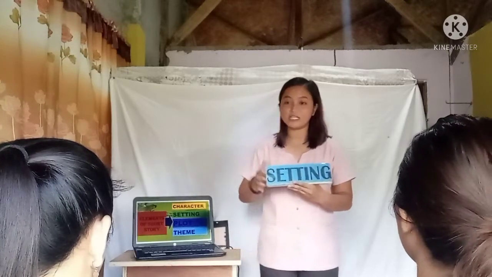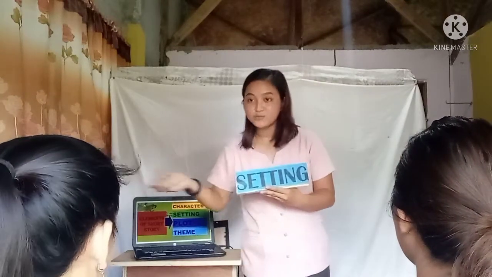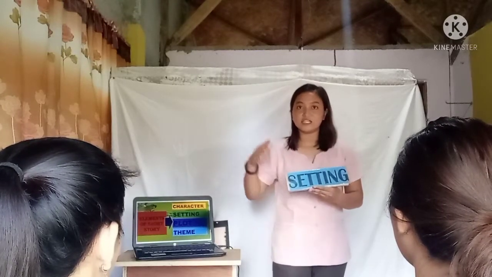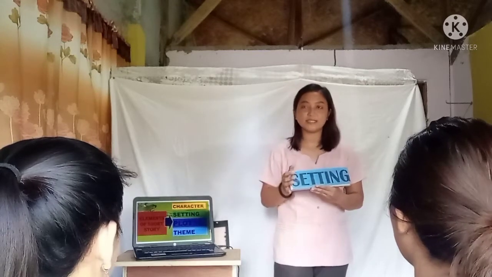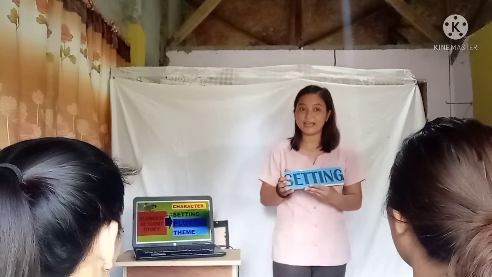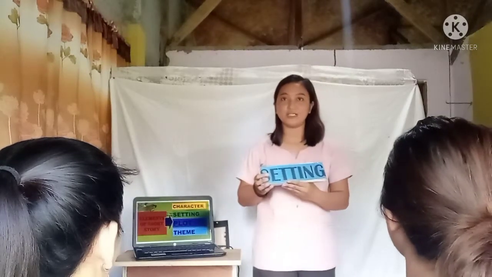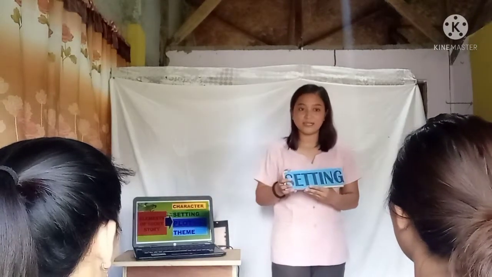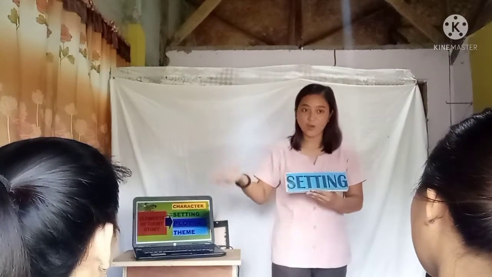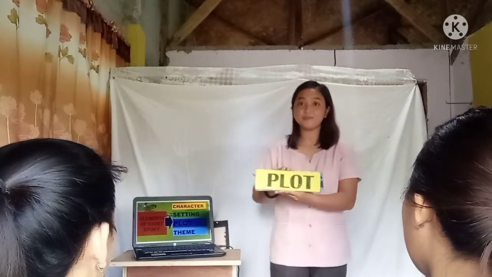What time? Or as I've said a while ago, the mood or the atmosphere of the place where the story happened. Is the place crowded? Or is the place just an empty space? Is the place cold or hot? Is it loud or silent in that place? Is it raining? Did the story happen during summer or during rainy season? So that is setting. What time, where, and when the story happened. Clear? Yes, ma'am. Okay, let us move on to the plot.